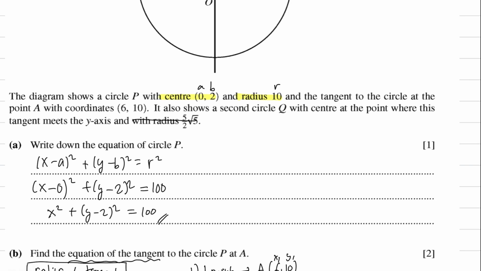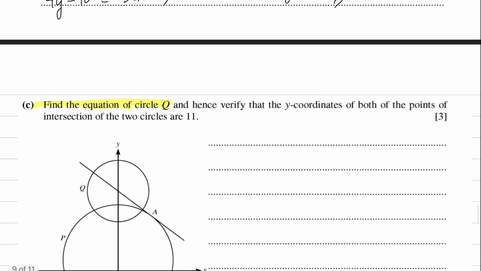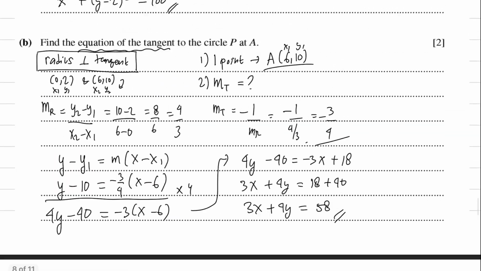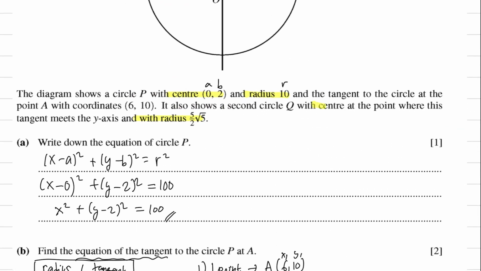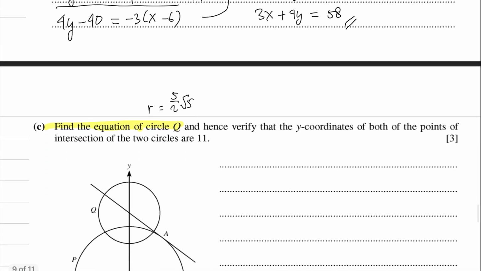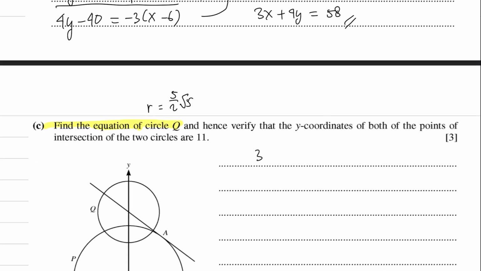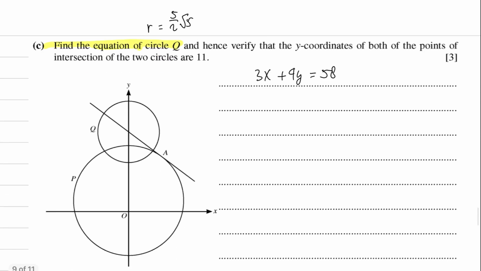The radius is 5 over 2 square root of 5. So the radius here is 5 over 2 square root of 5. But we have the second piece of information, which is that the center is at the point where the tangent meets the y-axis. So this is our tangent line from P, 3x plus 4y equals 58. And this will cut the y-axis and become the center of our Q. So we need to find the center.